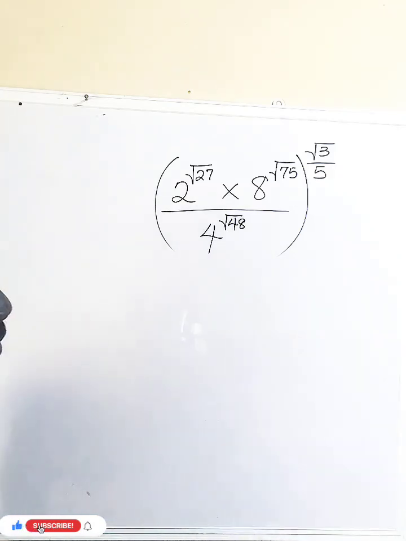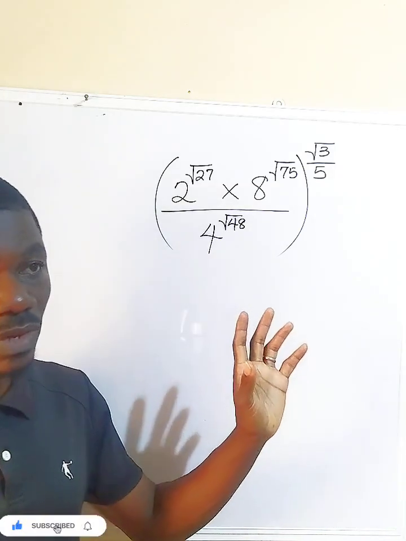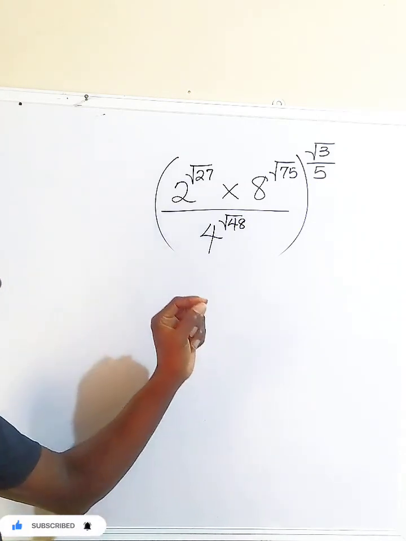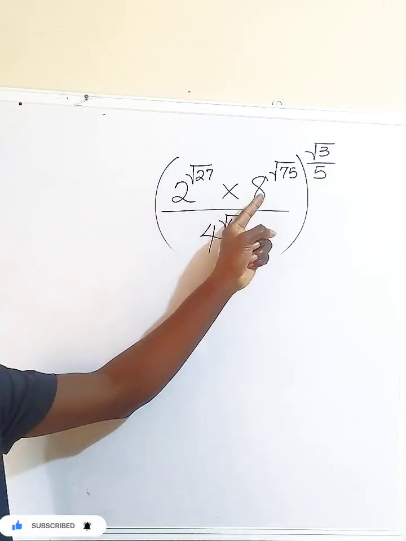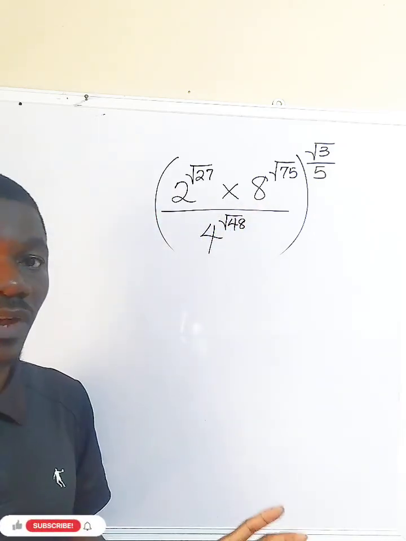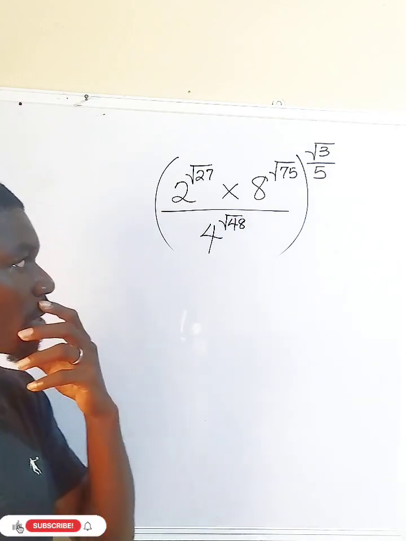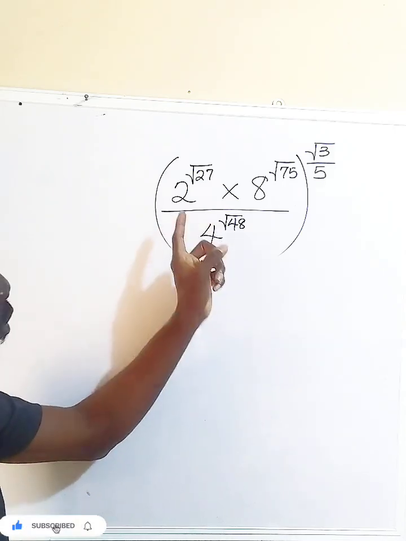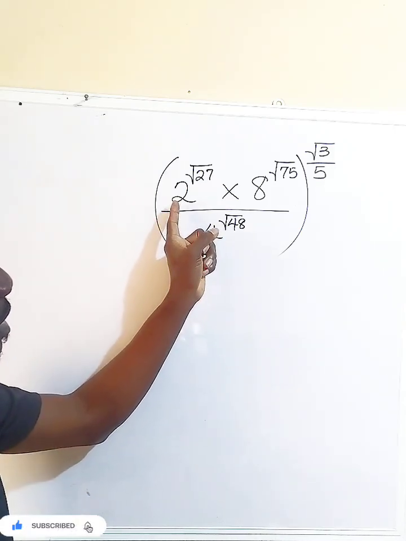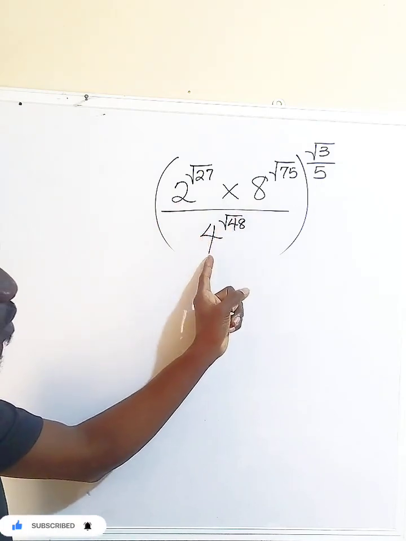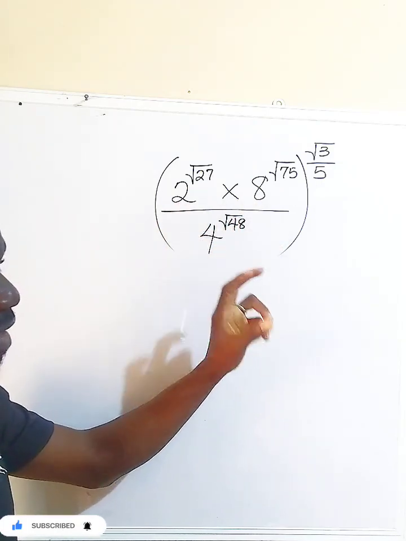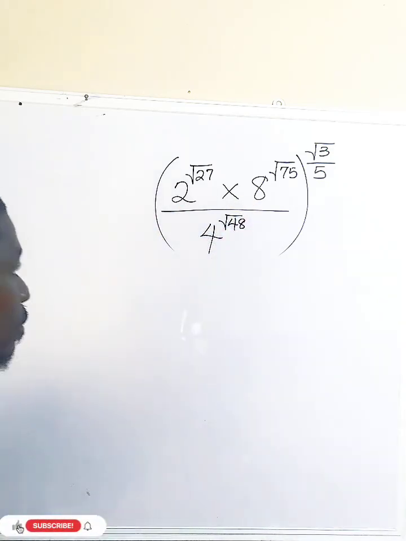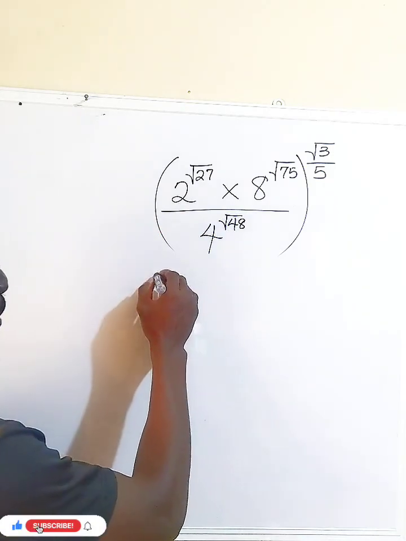Looking at this question, what you will first notice is the fact that the bases have a common factor, which is 2. Since we notice that 2, 8 and 4, which are the bases here, have a common factor of 2, let's reduce them to a base of 2.